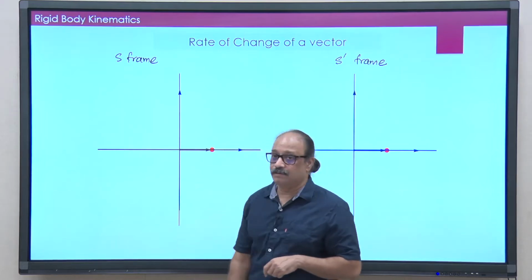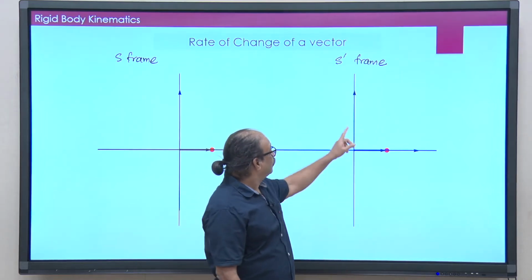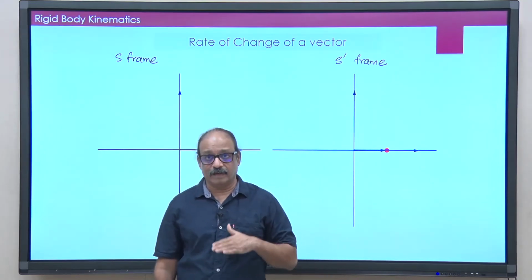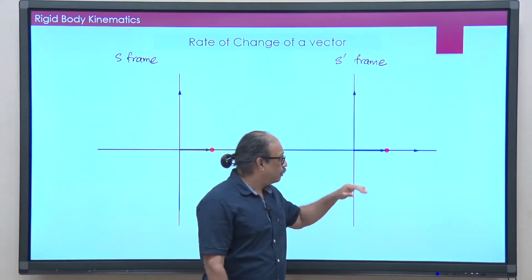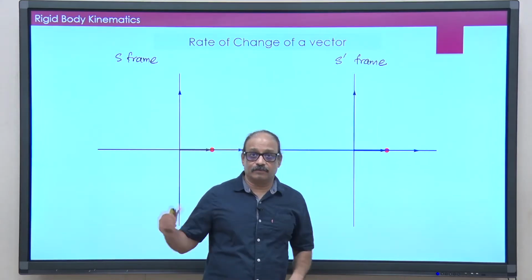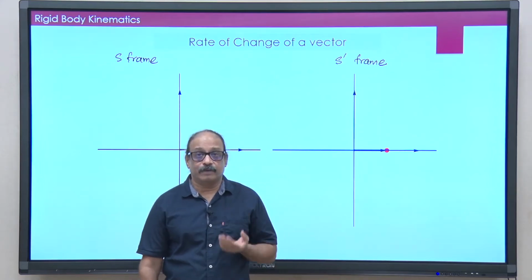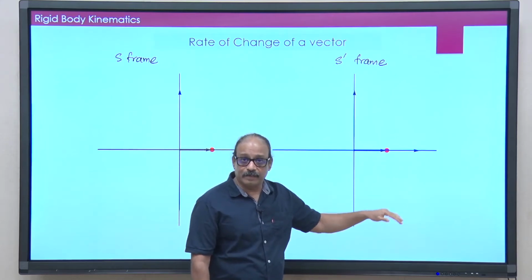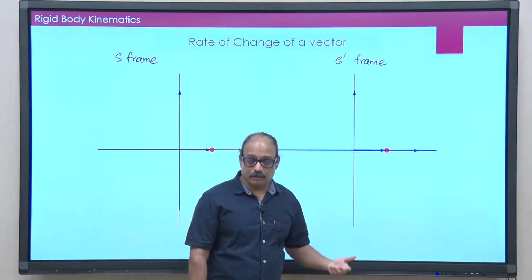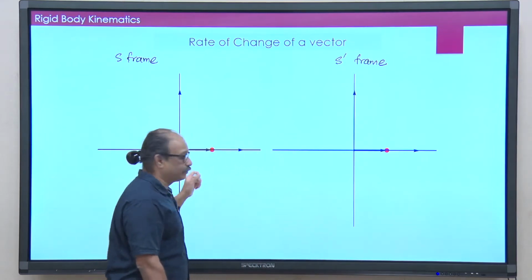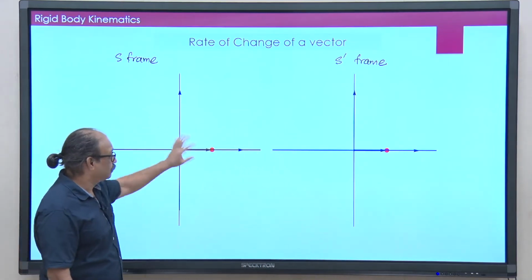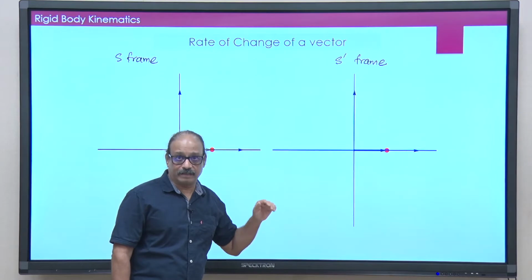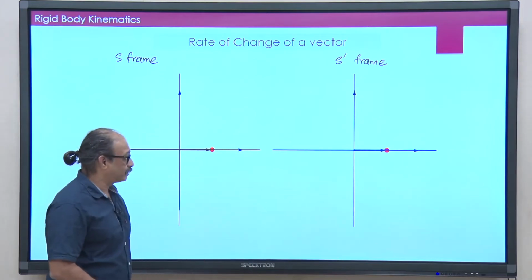And then there is this particle whose motion we will also see. But in the S prime frame, what will happen? S prime of course looks at his own axis and also the axis of the S frame. What will happen to the axis of the S frame in the S prime frame? Those axes will appear to be rotating, but in the clockwise direction, whereas here it was anti-clockwise.